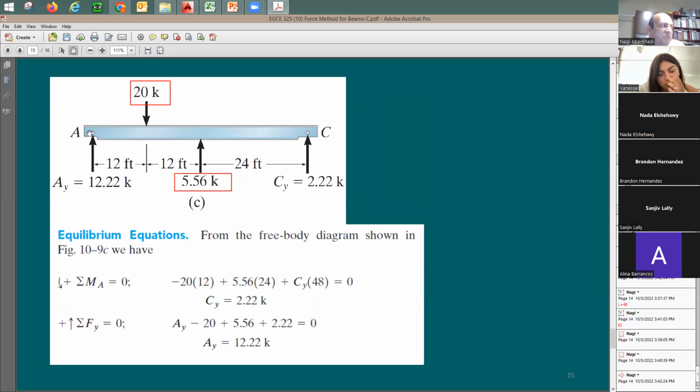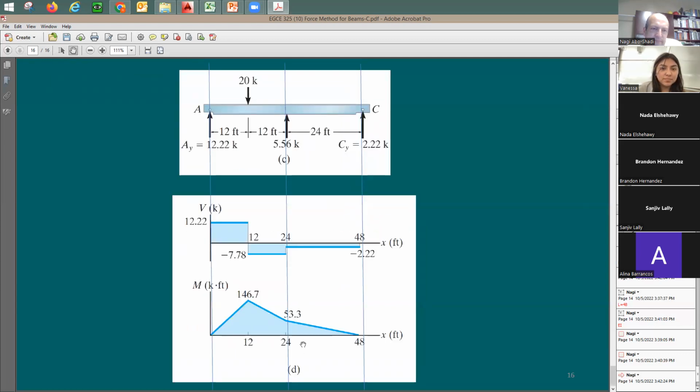Now I can take the moment about this point. You say 20 times 12, negative 5.56 times 24, and negative whatever reaction C sub y times 48. And from that, I should be able to solve for C sub y, exactly like what you're looking at. Here's the equation. Now solve for Cy, do summation of the forces in the y direction, and you solve for Ay. Now you have the two reactions. Now you solve the beam. Next, you do the moment diagram and the shear diagram. Since you solved for reactions, here's the shear, here's the moment, and I don't think that you guys need my help to do the shear diagram and moment diagram.